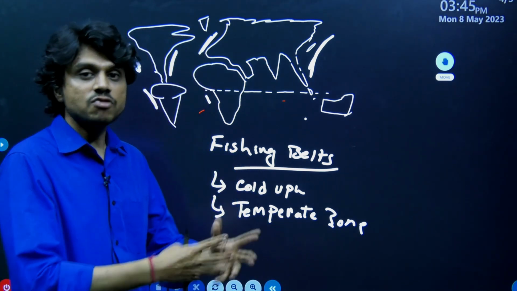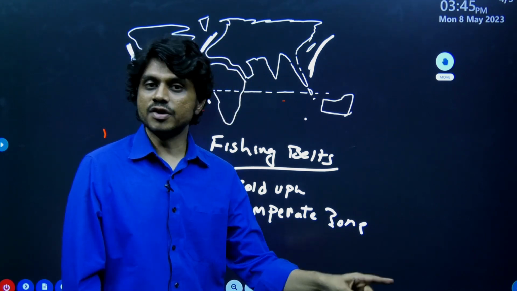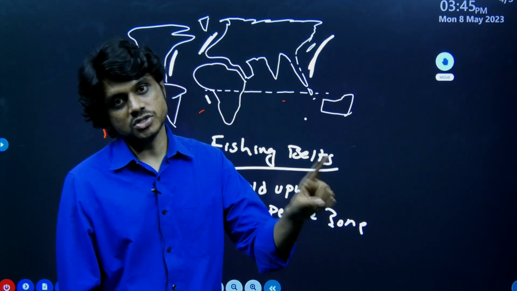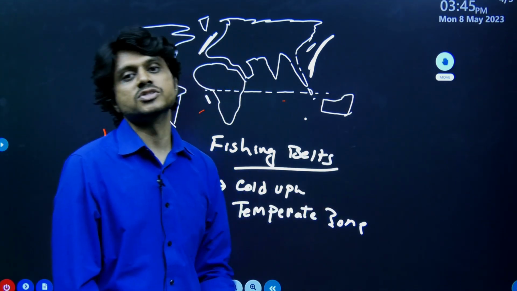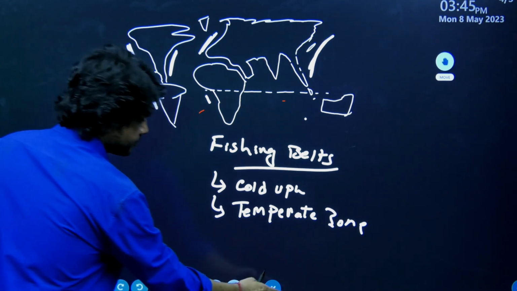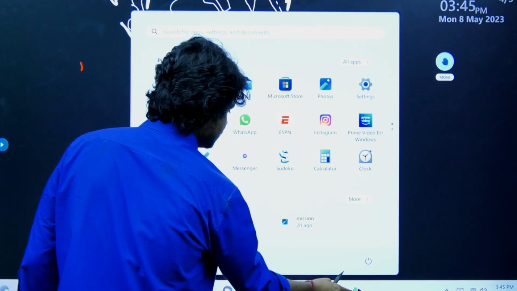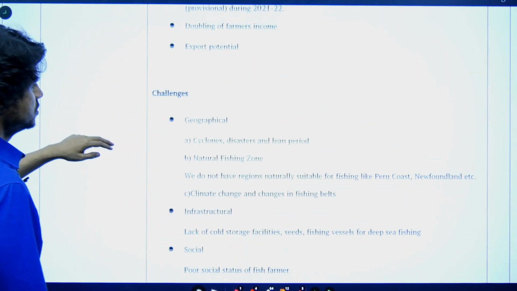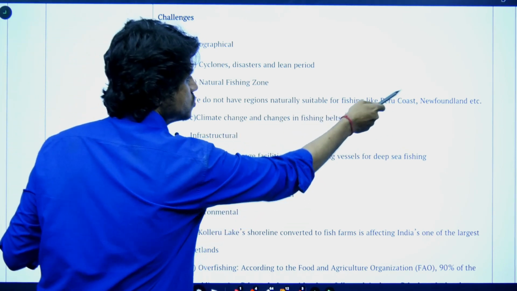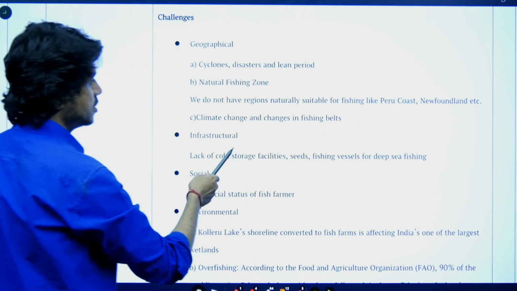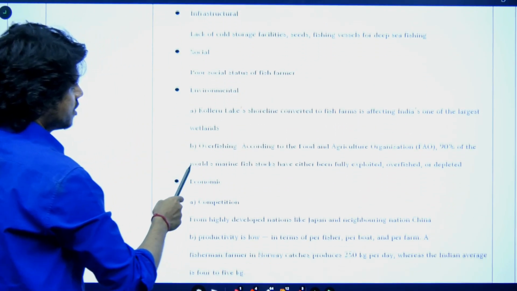So we have discussed enough points which are more specific and relevant to the question. Geographical points, we have discussed the climate change and its threat, and we have also discussed the threats from the advanced developed nations. So these are the challenges I have already mentioned here. We do not have regions naturally suitable for fishing like the Peru Coast, Newfoundland, climate change and the changes in the fishing belts. Cold storage facilities I have discussed.